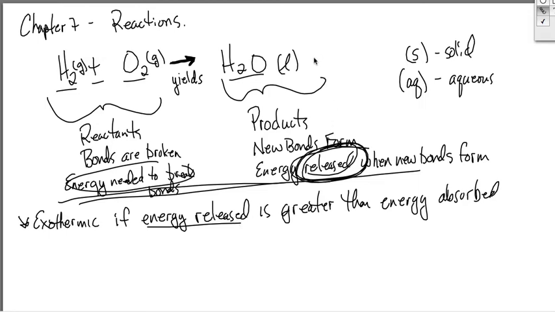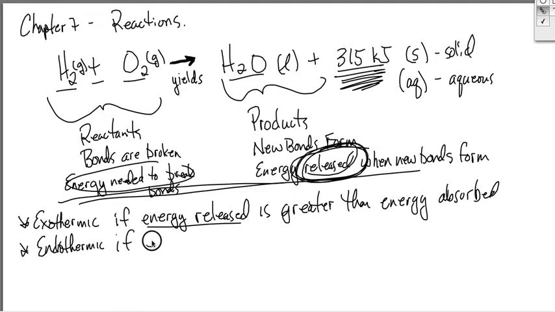And you're going to see energy could be written like, there could be a number over here, like plus 315 kilojoules or something like that. That means energy is on this side and it's being released, it's being produced. Okay? It is endothermic if energy absorbed is greater than energy released.